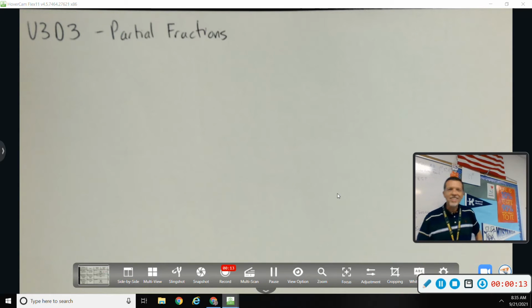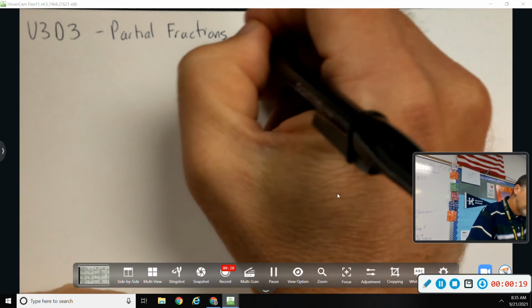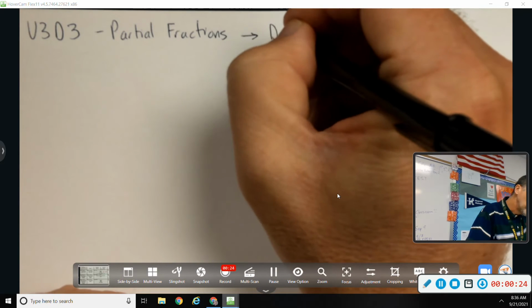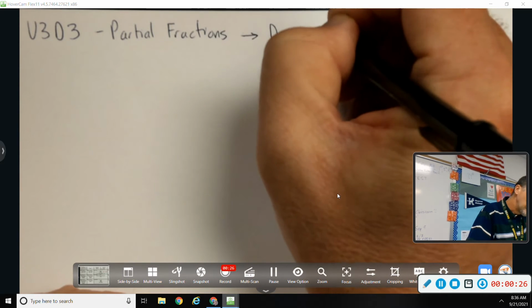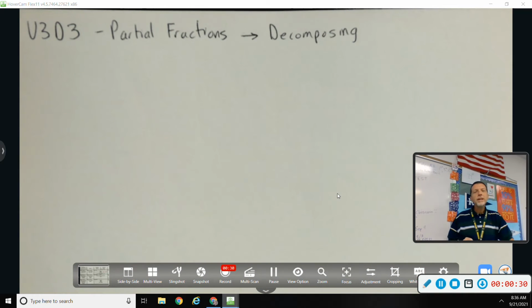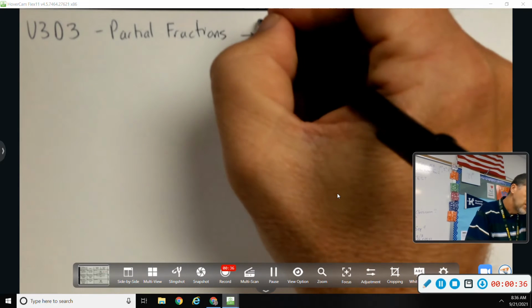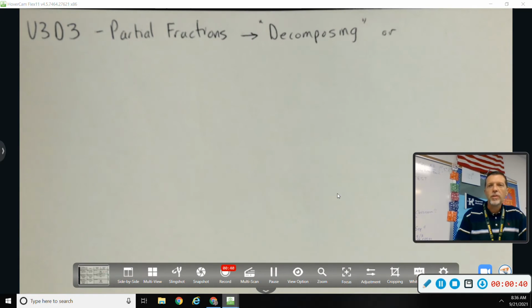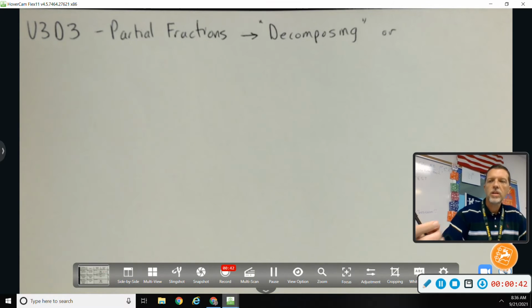I kind of like this because this is new. This is different. It's not super hard. There's the official word for what we're going to do. It's fun. You didn't think you'd do this in a math class. We're going to decompose partial fractions. We're going to decompose a fraction. That's the official word for what we're going to do, decompose.